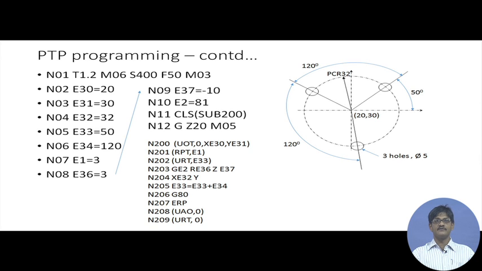After that, E37 gives the depth of machining. E37 is equal to -10. E2 defines the particular fixed cycle that we are going to carry out. This fixed cycle 81 pertains to drilling. After that, the subroutine call is depicted by CLS, a 3-letter code, and the subroutine residing at line number 200 is being called, and therefore we move on to the subroutine at line number 200, which starts with UOT.